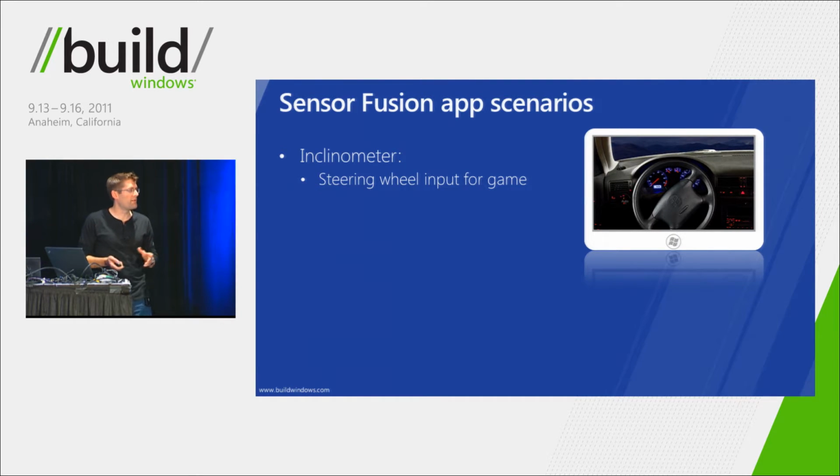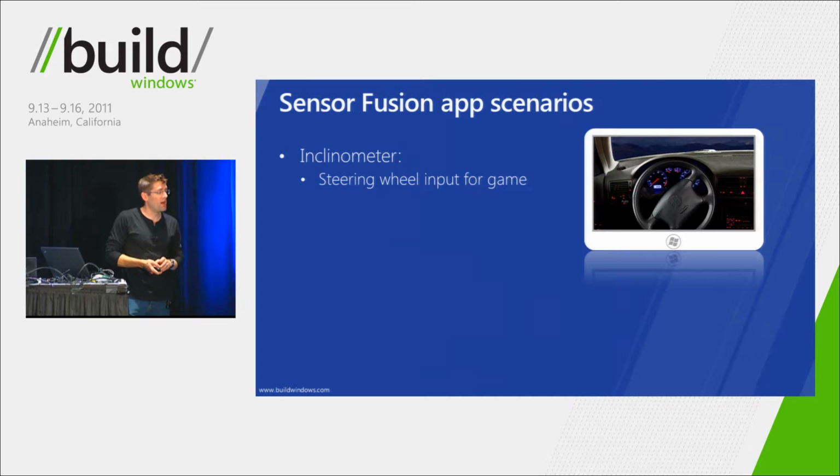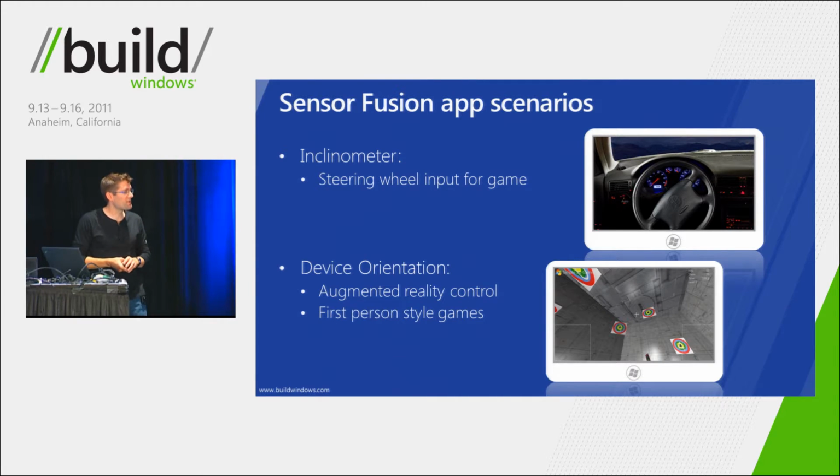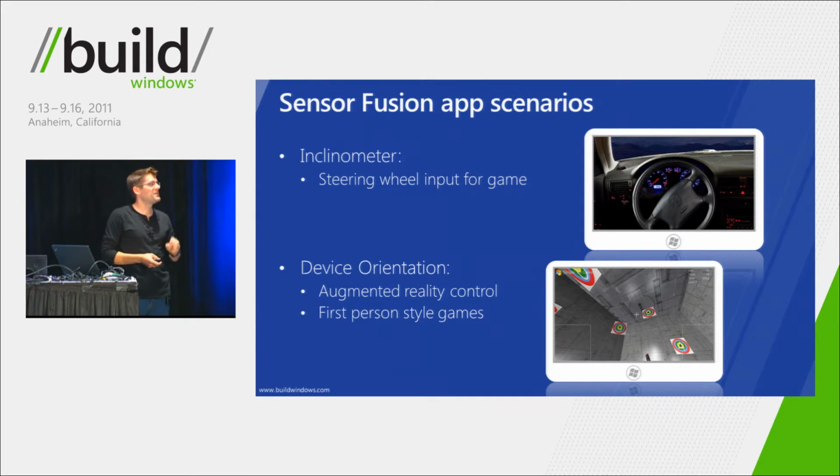So there's really a wide variety of things that you can do with the inclinometer. With device orientation, we saw this sort of first-person shooter type experience, and that's using the quaternion data. That's really just the tip of the iceberg.